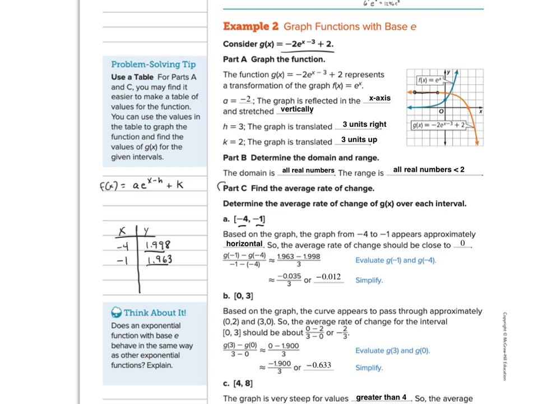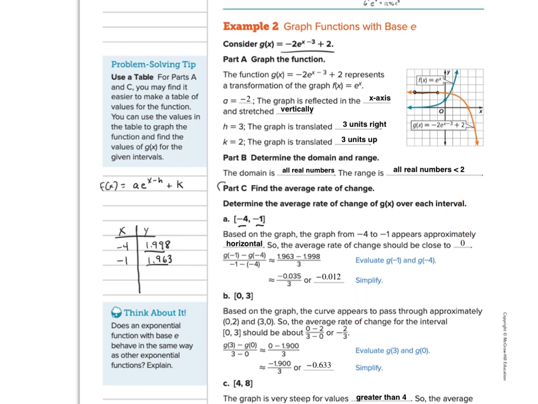Or if we were to simply plug in the value of x is -4, that would be -2e raised to the -4 minus 3 plus 2. Okay, and then whatever that number is, that's my output. This is my output value. So now when you determine the average rate of change, we want to take our y2 minus our y1 over our x2 minus our x1. Okay, so there you go. That's what we have here. We came up with a value of -0.012, which is a very, very flat line, but not completely horizontal.